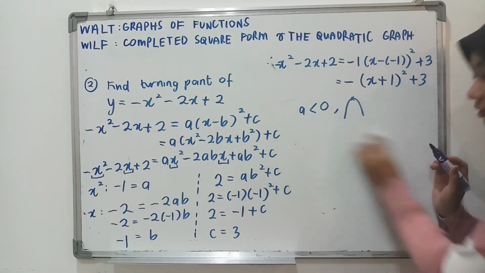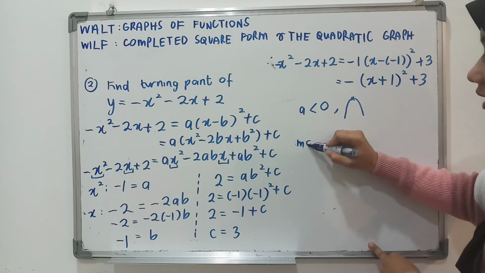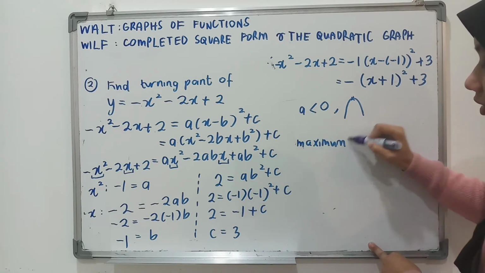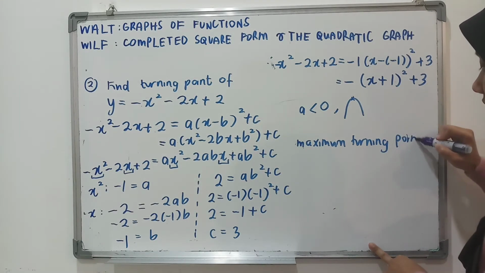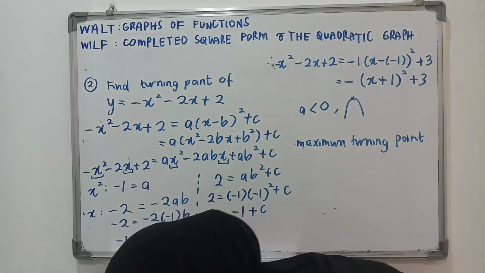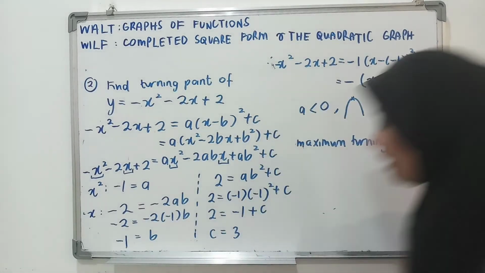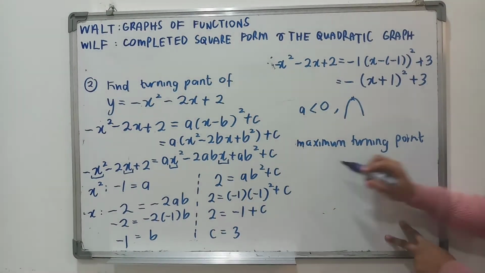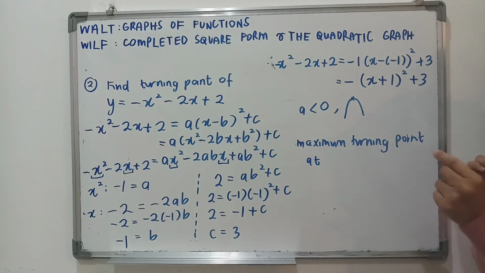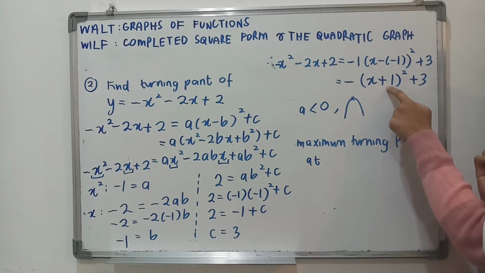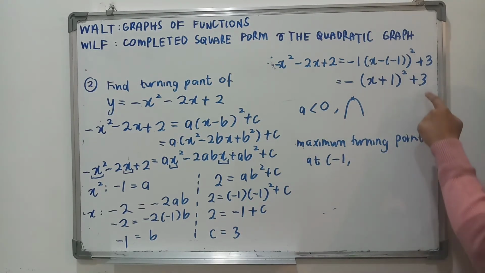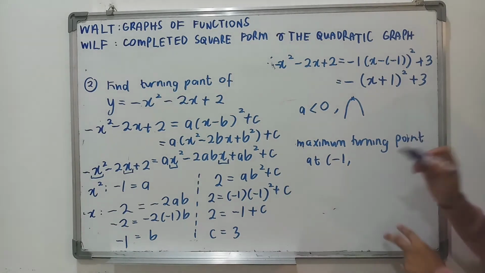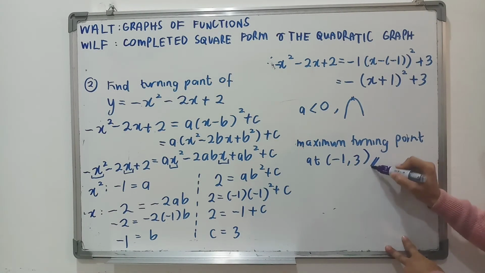Let's practice to write it in full. Maximum turning point. Or can I just write that as TP? Okay, maximum turning point. So what is that point? Read the value of x in the bracket, but change the sign. Negative 1. Read the value of y from the back. Okay, just copy that one only.